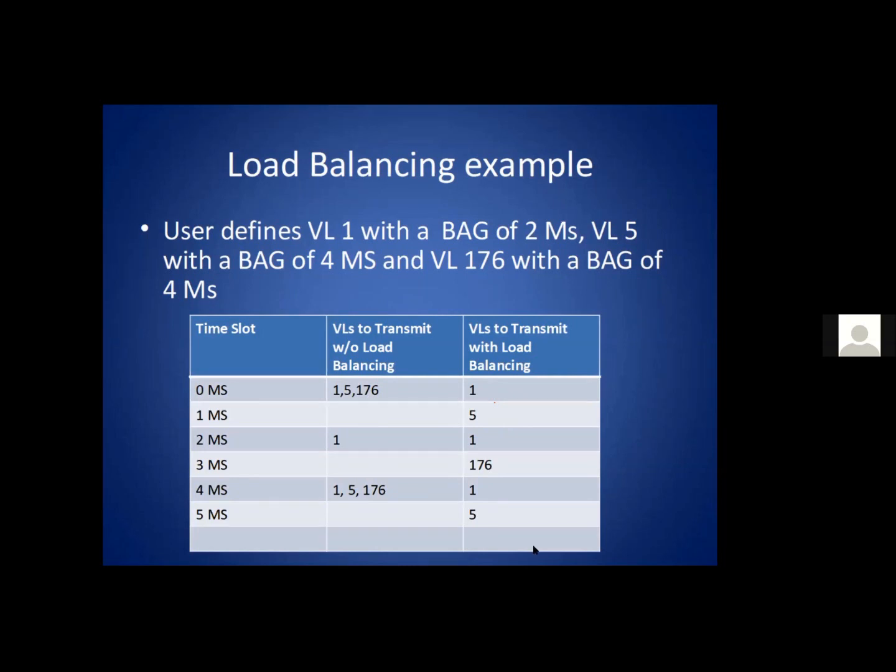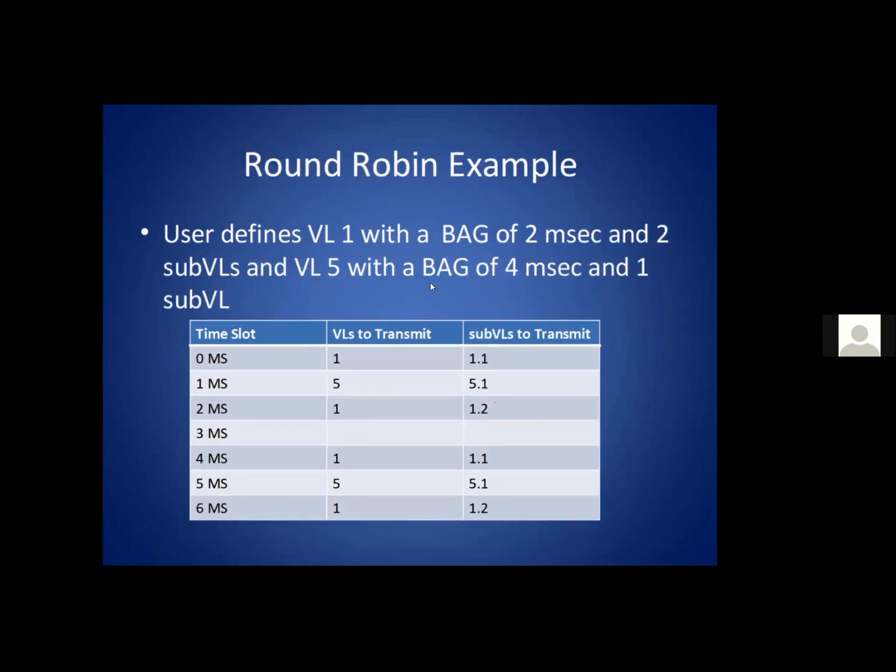That means it may not always be possible, but definitely the load balancing will give you the most efficient way of doing it, which is much, much better than just having all of them start at time 0. So that's something that the card takes off of the user's back. Round robin happens when you have sub-VLs.